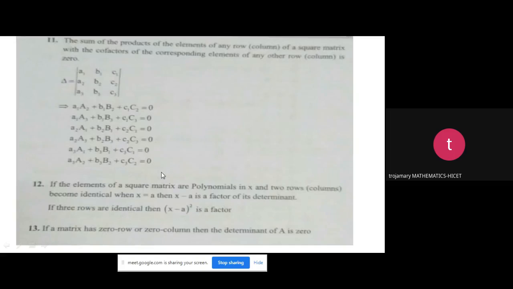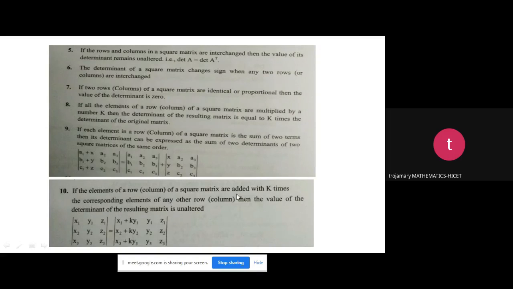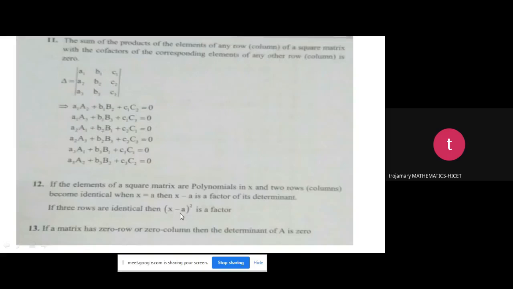Then next, if the elements of a row of a matrix are added with k times the corresponding elements of another row, the determinant of the resulting matrix is unaltered. Next point: the sum of the products of the elements of any row or column of a square matrix with the cofactors of the corresponding elements of another row is zero. If the elements of a square matrix are polynomials in X and two rows become identical when X equals A, then X minus A is a factor of its determinant. If three rows are identical, then X minus A the whole squared is a factor.